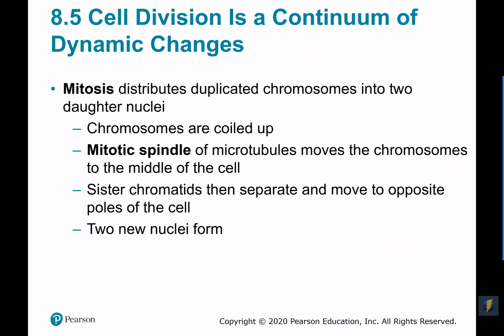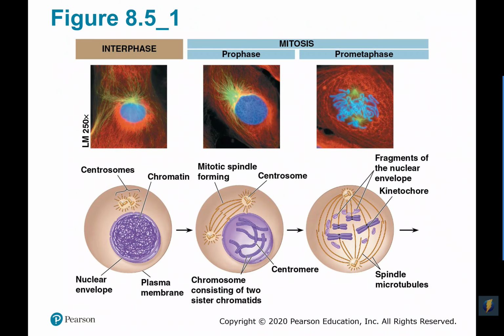So during mitosis, the chromosomes get all condensed and coiled up into each other. We get the formation of a mitotic spindle, which is a very specific set of microtubules that move the chromosomes initially to the middle of the cell. The sister chromatids then separate and are moved to the opposite poles, opposite sides of the cell. The 2 new nuclei will form and the cell will split. So there are multiple phases to mitosis, and we start with prophase.